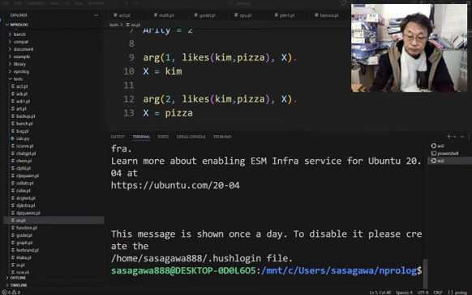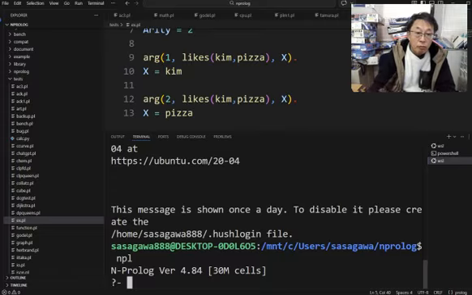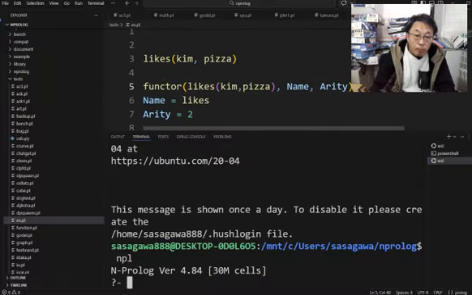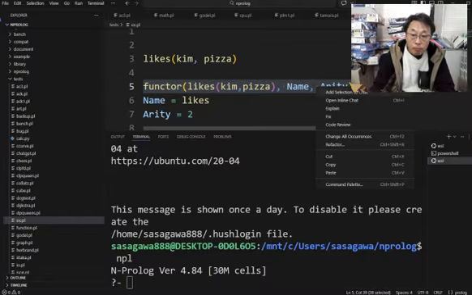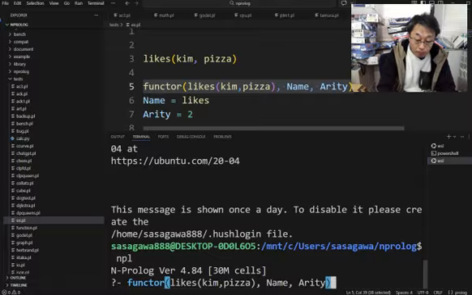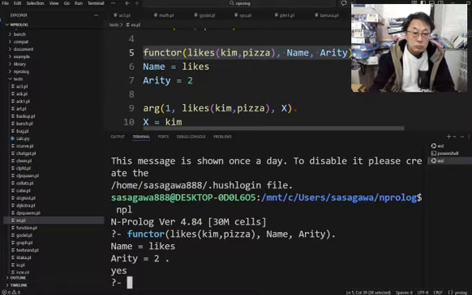Hello everyone. Today, let's understand Prolog terms using two built-in predicates, functor/3 and arg/3. First, look at this term: likes(kim, pizza). We can use functor/3 to get its structure: functor(likes(kim, pizza), Name, Arity). This gives Name = likes, Arity = 2. So, functor/3 tells us the name and the number of arguments.